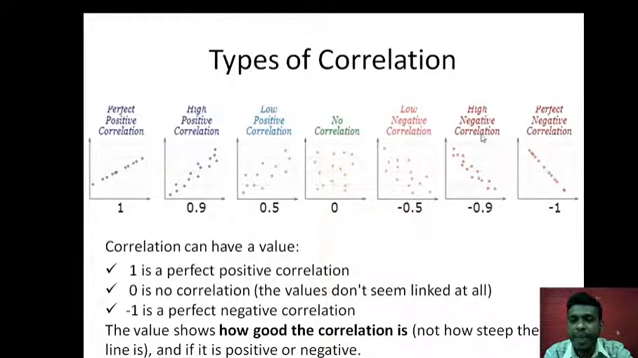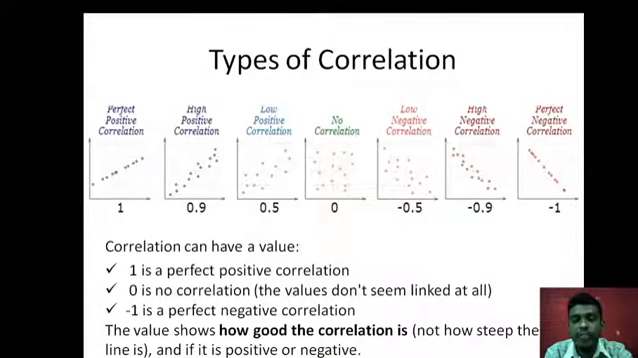Same happens here, tightly packed, so high negative correlation. And moving down, here we have again negative correlation, but low negative correlation because it is not tightly packed. Okay. Correlation can have a value of +1, that is perfect positive correlation, 0, that is no correlation at all, that is the values don't seem linked at all, and -1 in a case of perfect negative correlation.